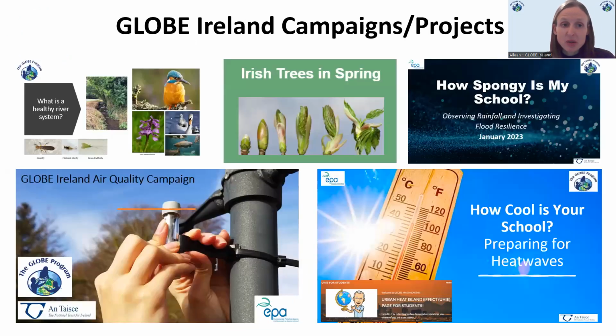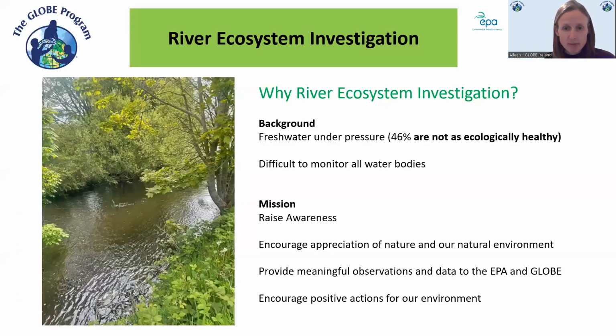But as some of you may know, we have done a lot of other campaigns. We're probably best known for our air quality campaign, and we're going to have our 10th air quality campaign this year. We also work on How Cool is Your School, which is a surface temperature campaign, and How Spongy is Your School, which is a rainfall and flooding project. We look at phenology, the timing of bud burst and leaf color change in the autumn. We work with about 400 schools in an academic year. Our first river ecosystem pilot was last spring, with a small number of schools taking part, and some of the images of rivers you'll see are from those schools from last year.